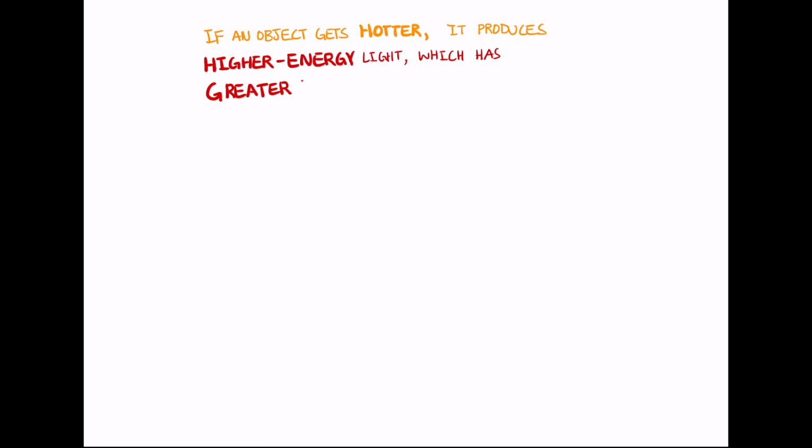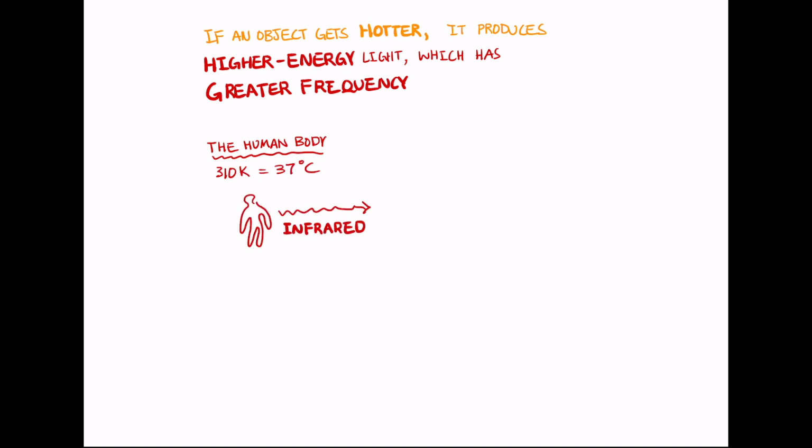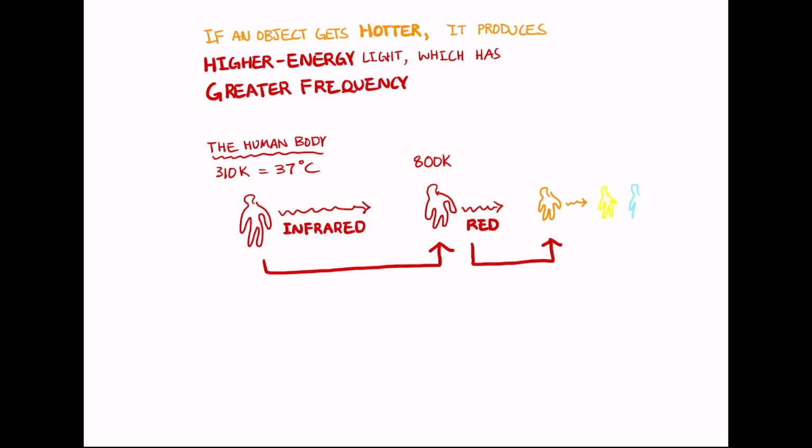If an object gets hotter, it produces higher energy light, which has greater frequency. Let's take a look at some examples. The human body has a temperature of approximately 310 kelvins, which is equal to 37 degrees Celsius. We only emit infrared light. At around 800 kelvins, pretty much any object will start to glow in a dark, red, dull color. As you heat this up more, it will change into an orange color, then yellow, then light blue, slowly turning into white. From this, we can approximate the temperature of stars.